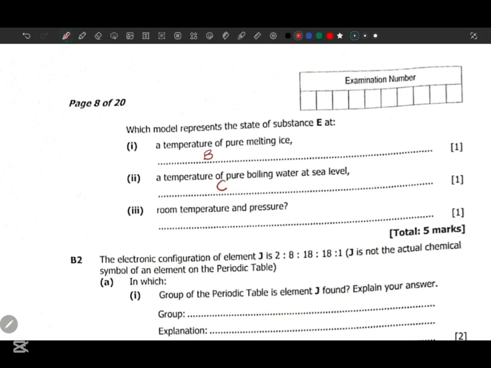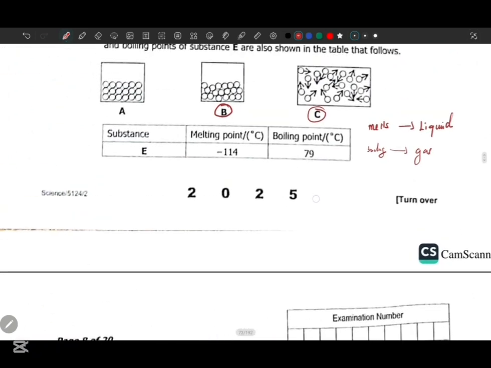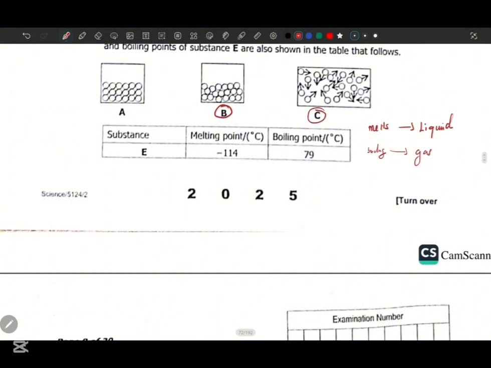Room temperature and pressure. Well, at room temperature and pressure, we're talking about substance E. Let's go to substance E. Look at the melting point, it is -114, and the boiling point is about 79. So, what is this substance? Is it a liquid, a gas, or a solid? Since it has a very low melting point, it cannot be a solid, and it cannot be a gas. So it is a liquid because its boiling point is somewhere there.